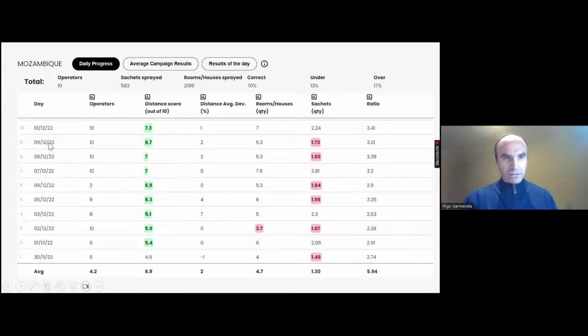For example, in column 1, you can see the number of IRS days, the exact date, number of operators spraying, spraying quality or distance score got by the whole team, average deviation of the whole team, number of houses sprayed per operator per day, number of insecticide sachets sprayed per operator per day, and if the daily targets of the operators as a group are met, the value will be highlighted in green. But if the daily target of the operators as a group is not met by far, the value will be highlighted in red.